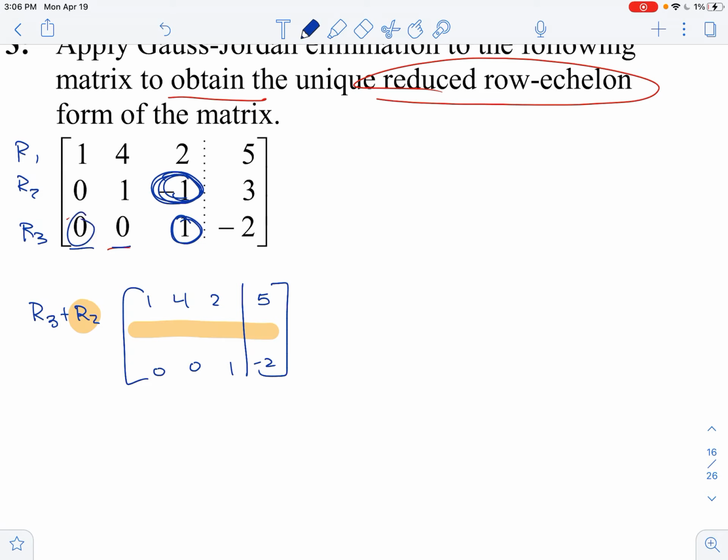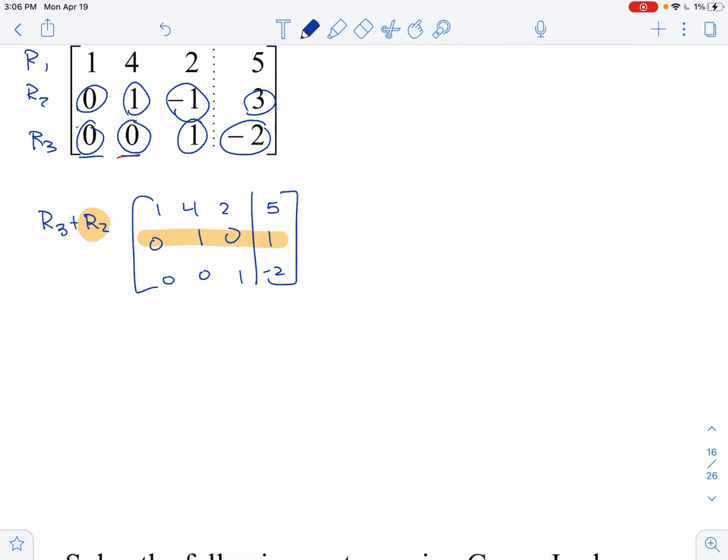So row 3 is 0 plus row 2 is 0, so that's 0. 0 plus 1 is 1. 1 plus -1 is a 0, and -2 plus 3 is 1. And that's how we replace row 2. So now that we have that, we can see this is a 1, this is a 1, everything else is 0 in those rows. This is a 1, but now we need to deal with this 4 like we talked about earlier.